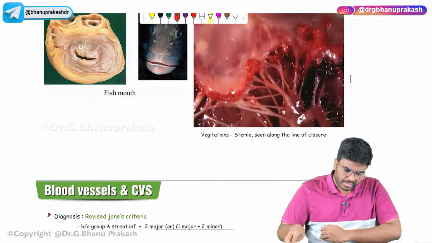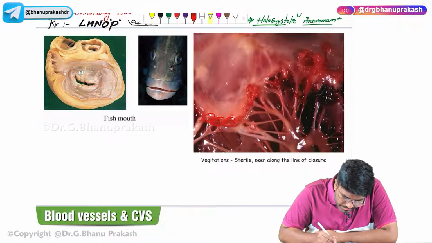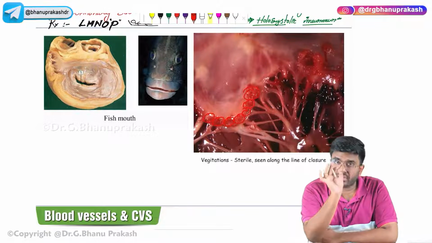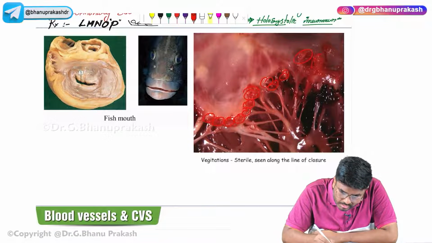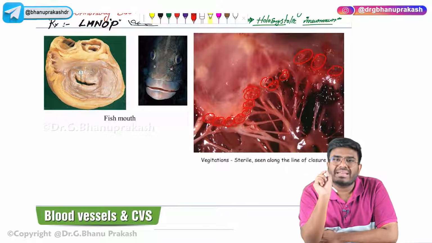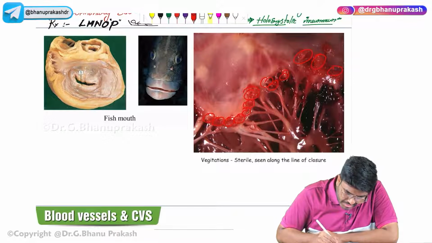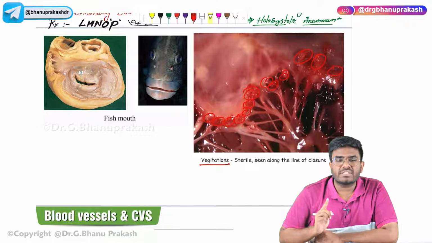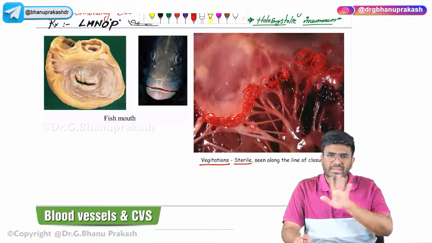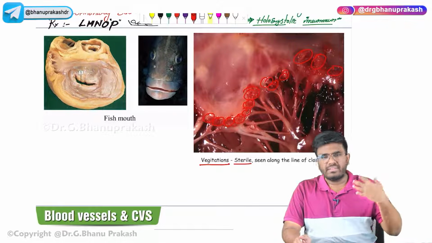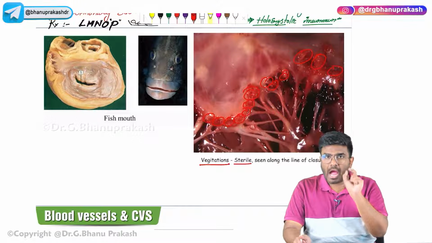So when you look at the mitral valve, look here, along its edges, along the line of closure, the word they will use in your exam, along the lines of closure, what you are able to see is small platelet microthrombi. These are nothing but the vegetations. These vegetations are sterile. They are not having any microorganism. There is no microorganism even in the heart. It's an autoimmune disorder, remember.